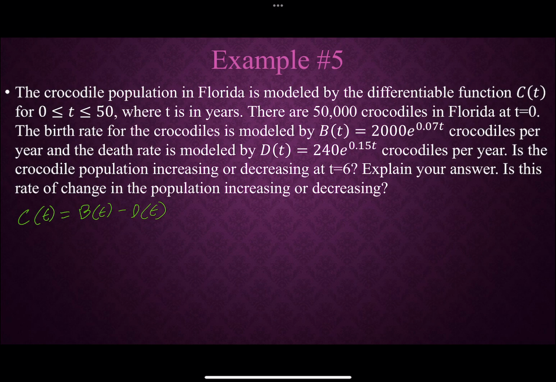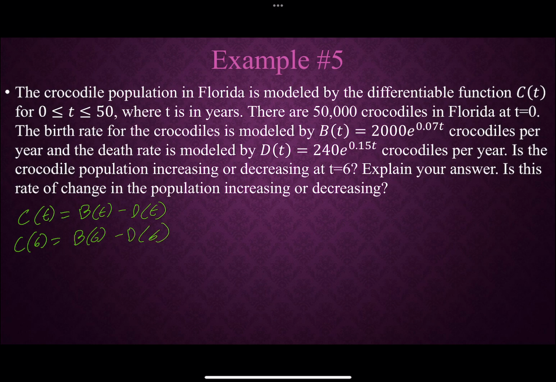Technically, we would also include that 50,000 if we want to talk about how many crocodiles are actually in there, but that wouldn't be c of t. That would be based more on going backwards, because b of t and d of t are both actual rates. They're crocodiles per year, not crocodiles. So 50,000 is not relevant to this particular scenario right now, which means we're not actually taking a derivative to find c of 6. We're just doing b of 6 minus d of 6.